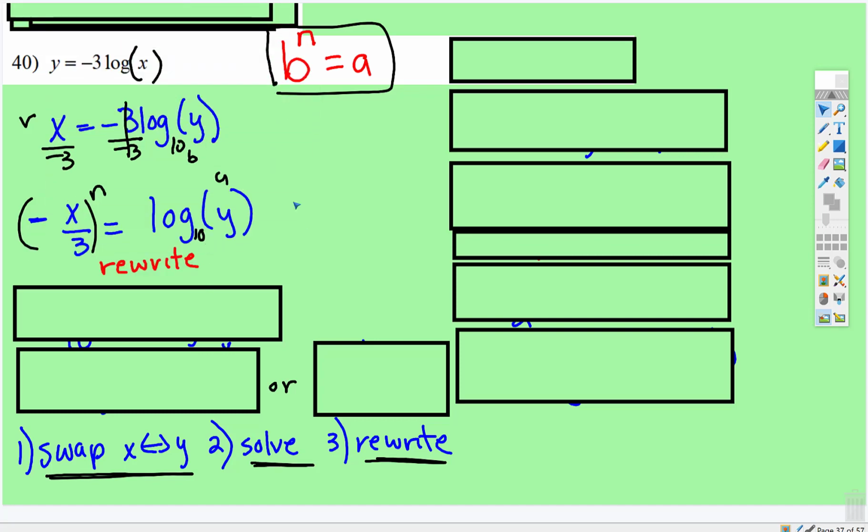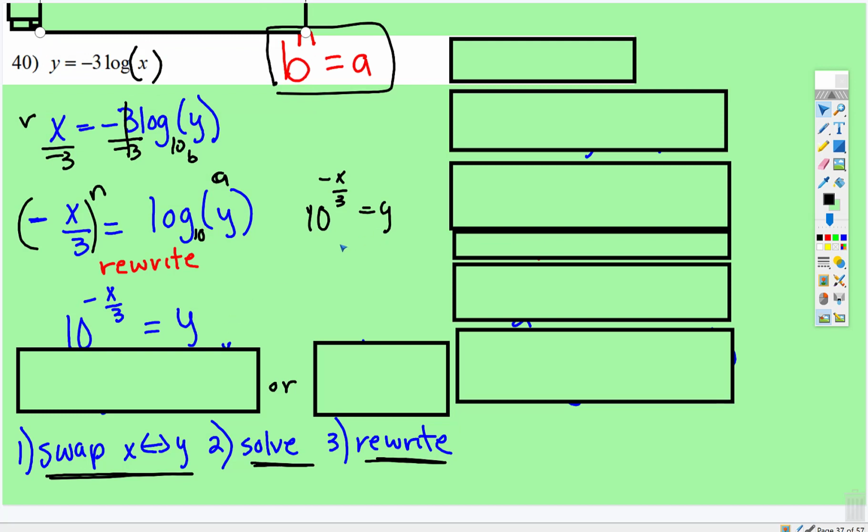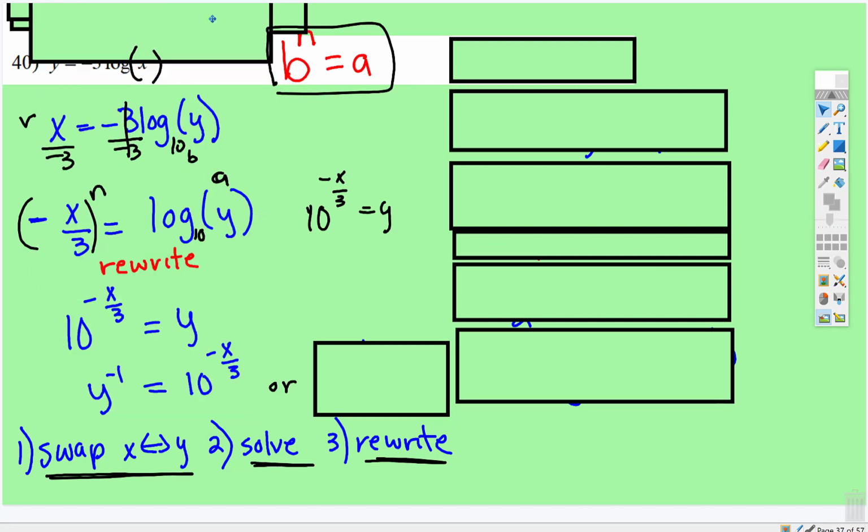So our base is b. So our base is 10. This expression is the exponent, and the y is our a value. And then instead of y, we just rewrite it, and I put the y on the left side. Y to the raised -1 is equal to 10 to the raised -x divided by 3.